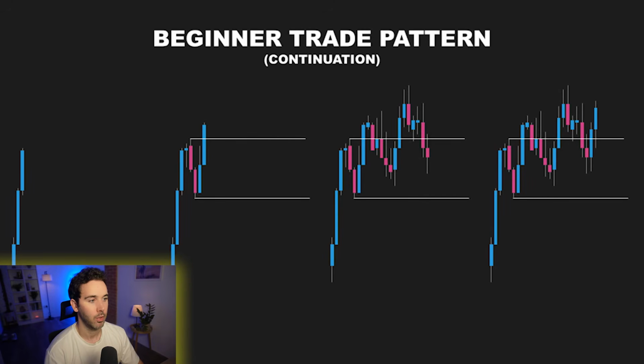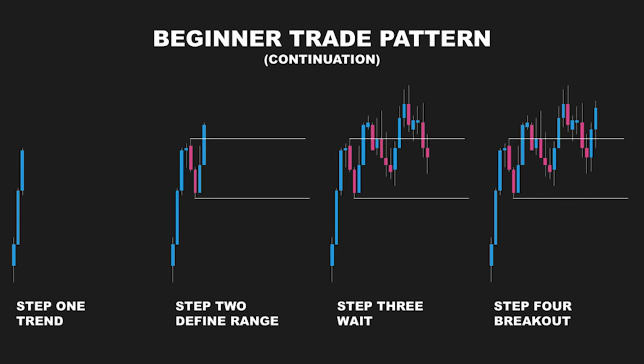So we have this beginner trade pattern. It's a continuation pattern where we have step 1, the trend forms. Step 2, we define the range. Step 3, we wait. And then step 4, we have the breakout, if you remember from part 1.